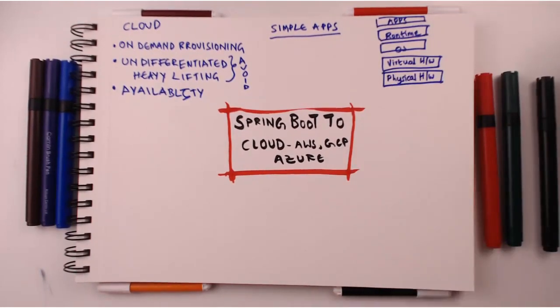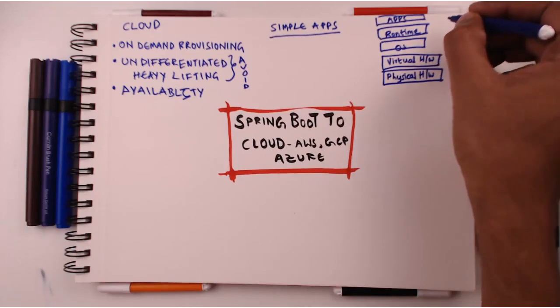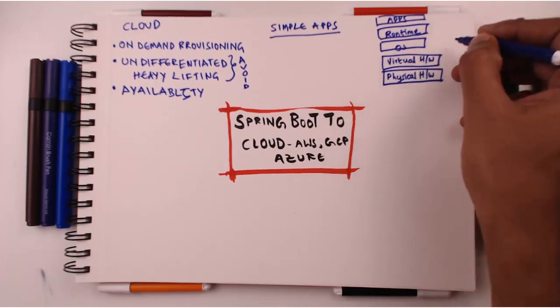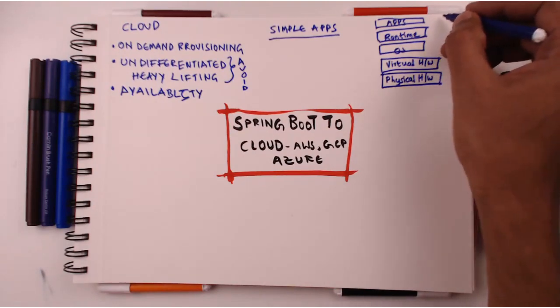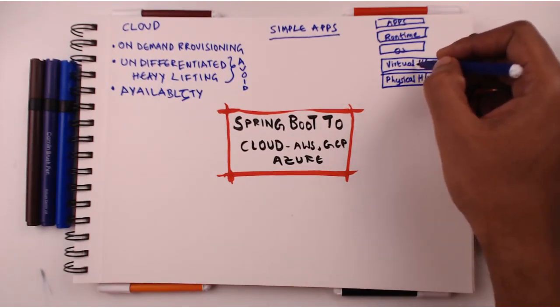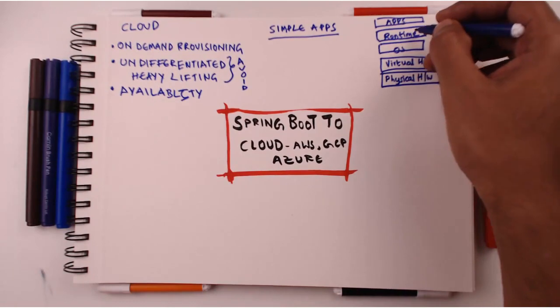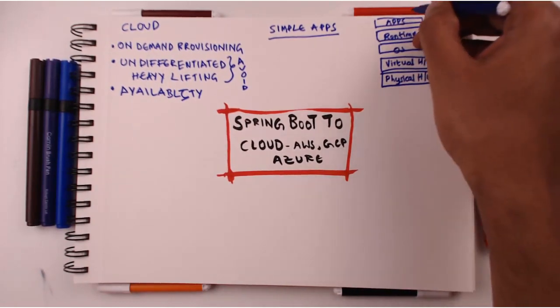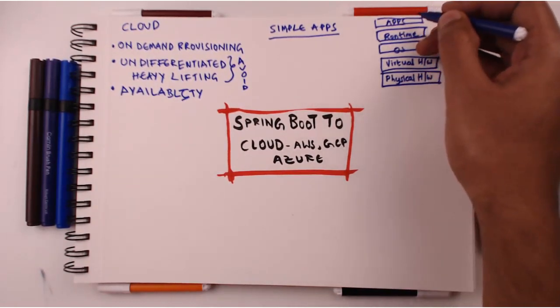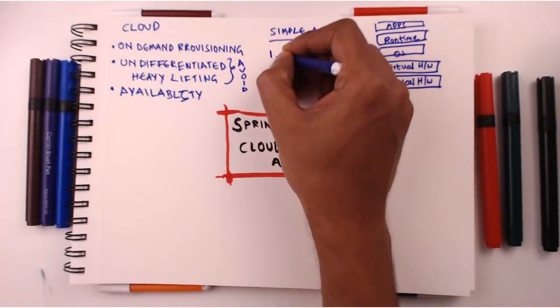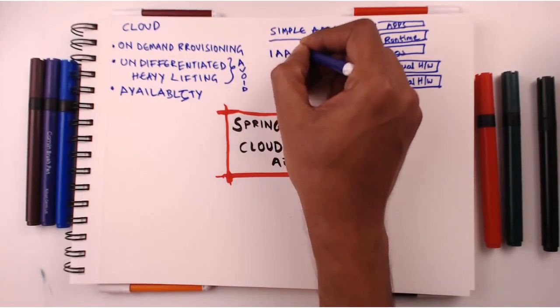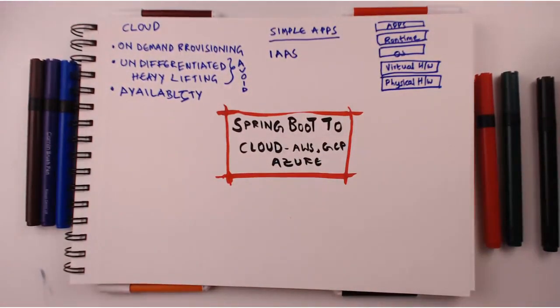So when you are running everything in your data center, you are responsible for every part of this. So as an enterprise, you are responsible for the physical hardware, for the virtualization, for the operating system, for the runtime, and also installing your applications on top of it. Now, when you go to the cloud, you have two options. One option is called IaaS, Infrastructure as a Service.